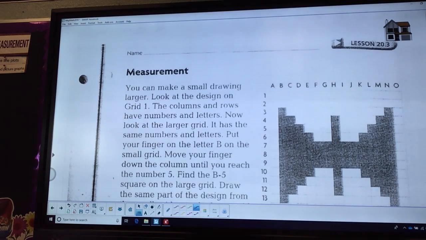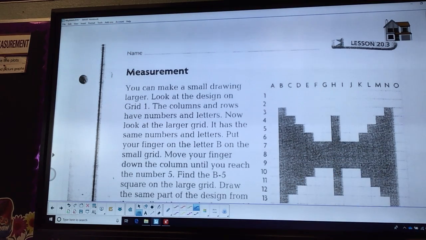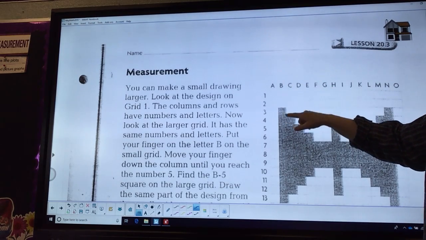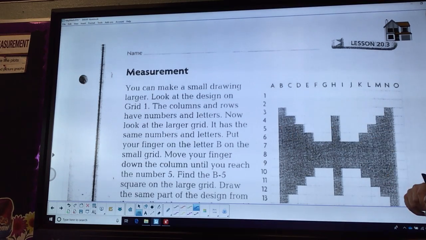Now, this one is the challenge one. This is the hard one. Okay, they've even put some letters and some numbers for you. It says you can make a small drawing larger. Look at the design on grid 1. The columns and rows have numbers and letters. Now look at the larger grid. It has the same numbers and letters. Put your finger on letter B on the small grid. Move your finger down the column until you reach the number 5. Okay, this is what they're talking about. You're going to match up here. We're in column B, row 5.